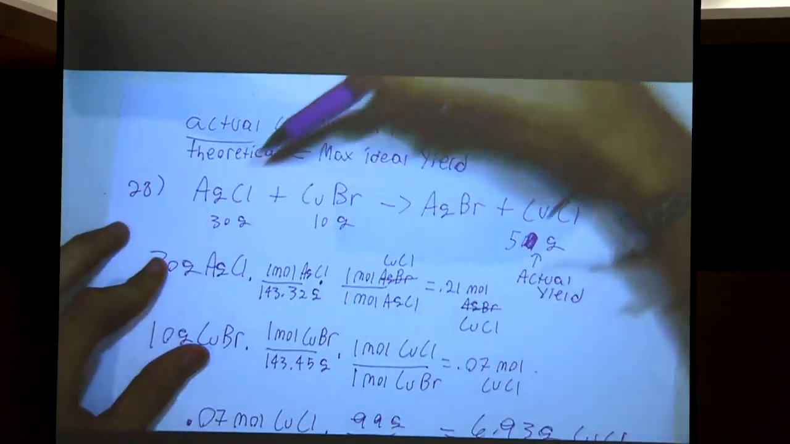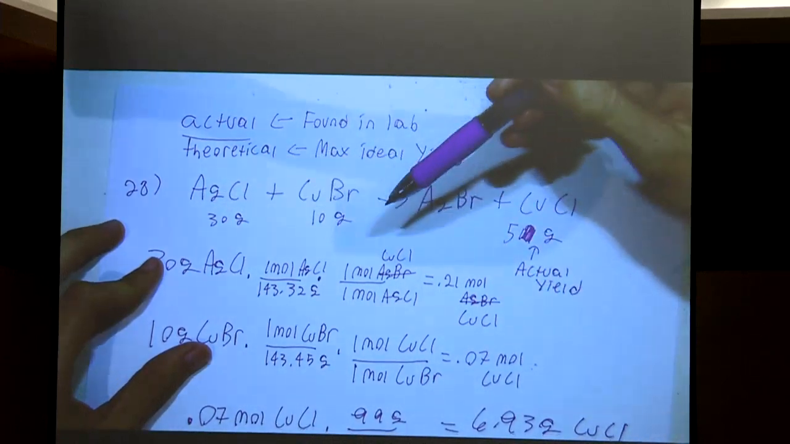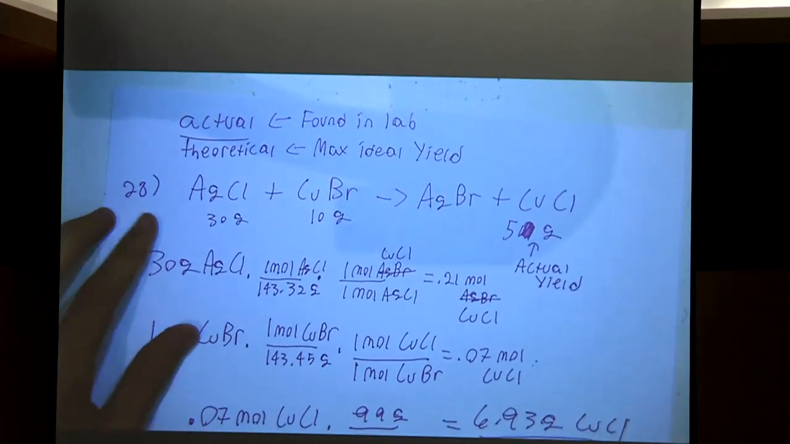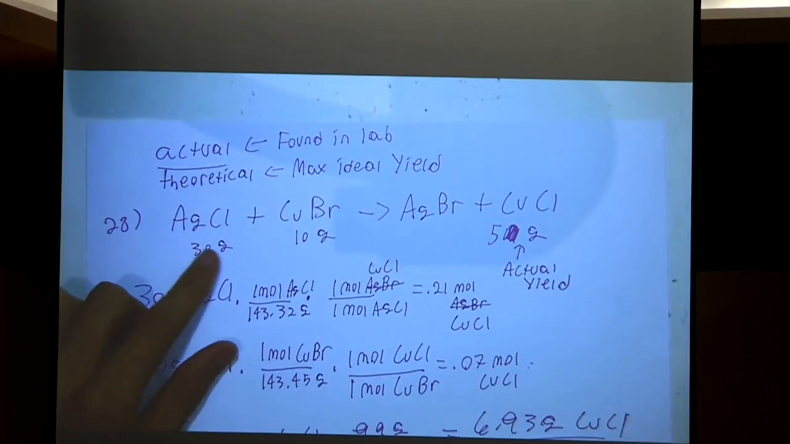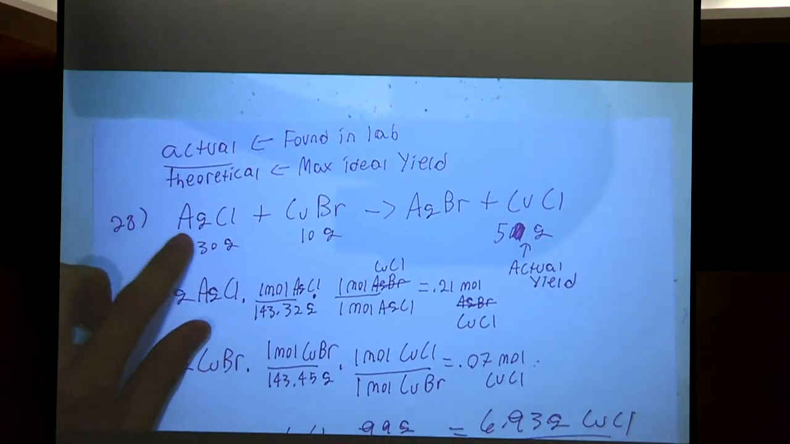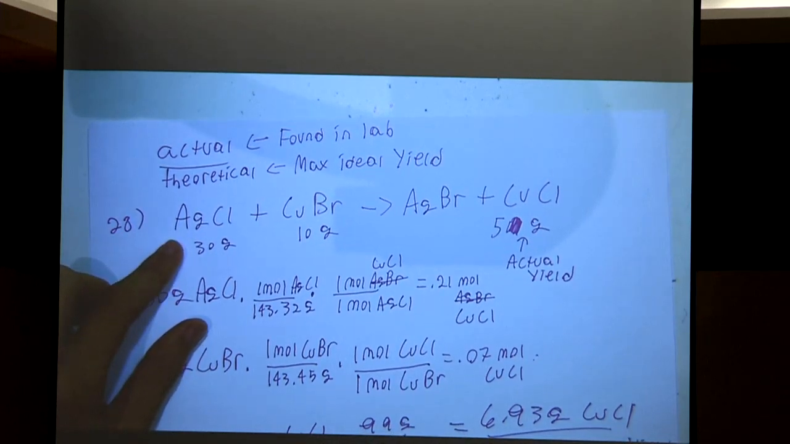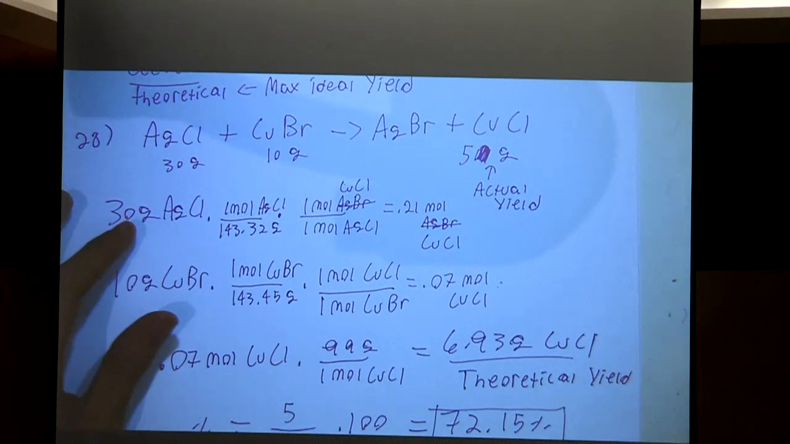So you're always going to be given a reaction. You're always going to be given either mass of the 2 reactants or which one is in excess. So this problem may say to assume that copper bromide is in excess or something like that, and that clues you in that AgCl would be the limiting reactant. Okay, any questions on percent yield?